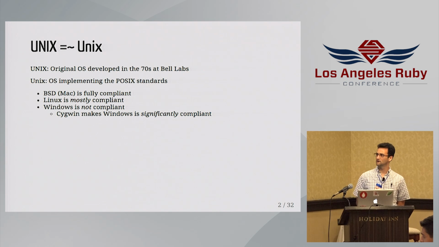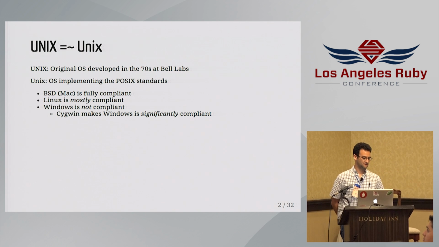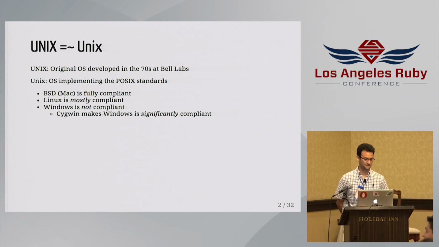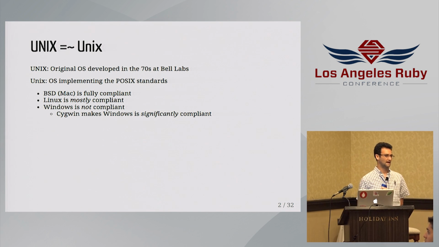A little background, there's some wars on the internet about what Unix is in uppercase and lowercase. Usually when they write it in uppercase, it means it's the original OS developed in the 70s at Bell Labs, later AT&T. And then Unix lowercase, sometimes called *nix or other monikers, is something that implements POSIX standards and basically quacks like Unix.